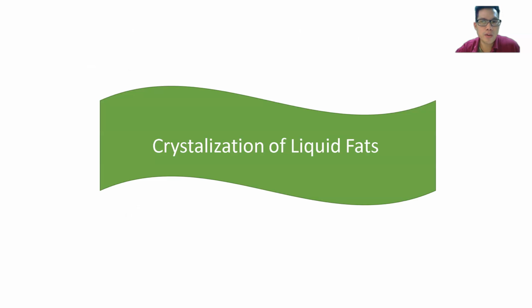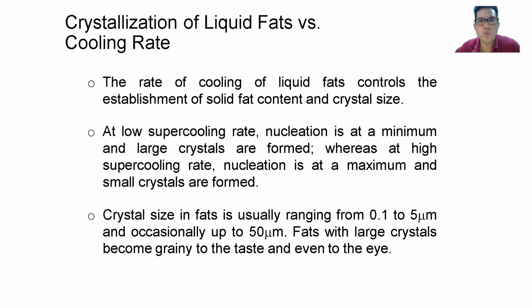The next one is what we call the crystallization of liquid fats. In order to crystallize, you can go through what we call the cooling rate, using either a low supercooling rate or a high supercooling rate. What is the difference? With the low supercooling rate, you cool it down slowly, whereas with the high supercooling rate, you cool it at a faster rate. There is a very big distinction here. If you cool it slowly, it forms large crystals, whereas with the high supercooling rate, you form small crystals.